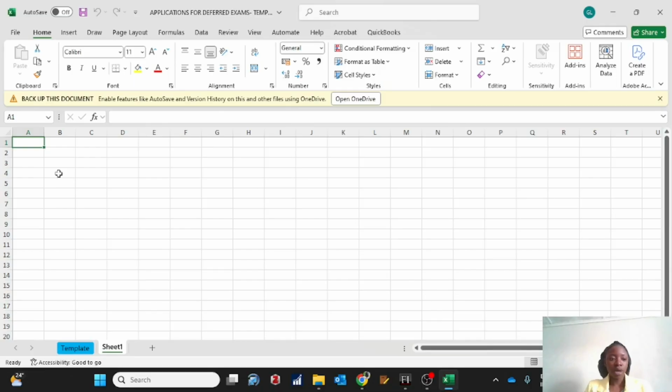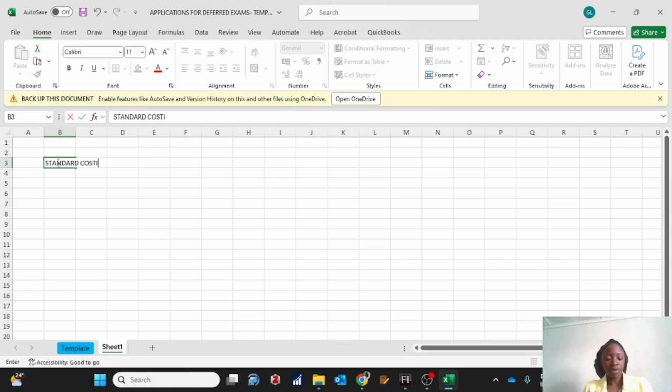Today we're going to look at what is known as standard costing and variance analysis. Before we go deep down into this topic, we first need to understand what standard costing is. So what is standard costing? Standard costing is a type of costing where you have predetermined costs or budgeted costs.